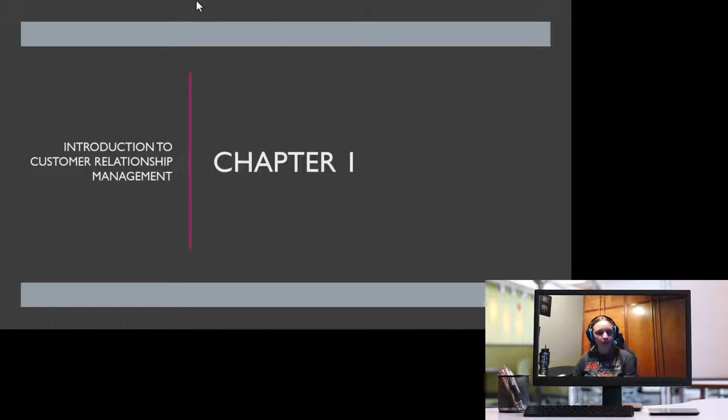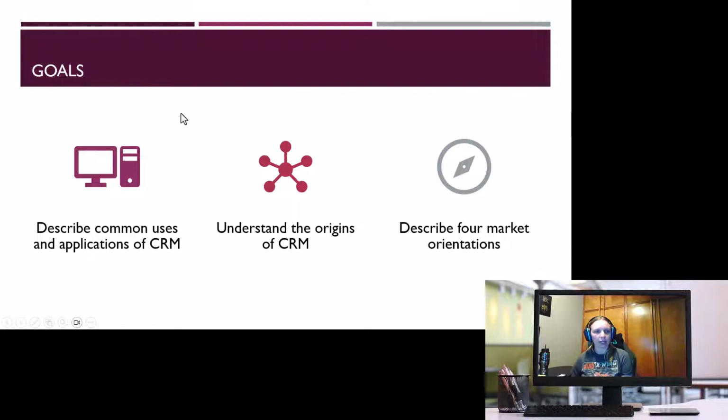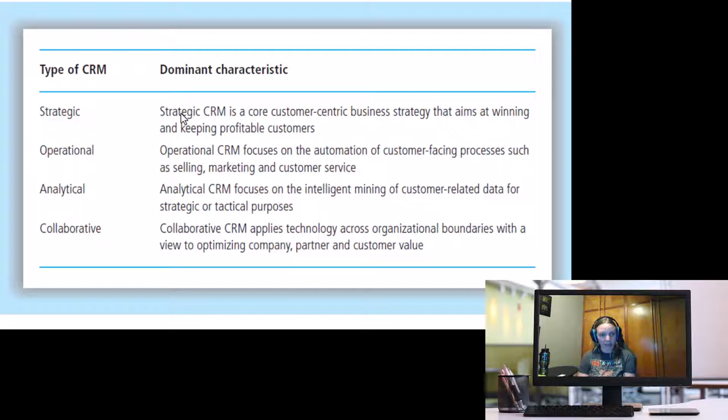We covered customer relationship management in Chapter 1, and we should be able to describe some of the common uses and applications of CRM, understand some of the origins, and describe 4 market orientations. Again, these are the 4 different types. They have different uses and a lot of times different backgrounds, and different people are working on different aspects of this. And therefore, when you ask what CRM is, different people from these different disciplines will talk about it in different ways.